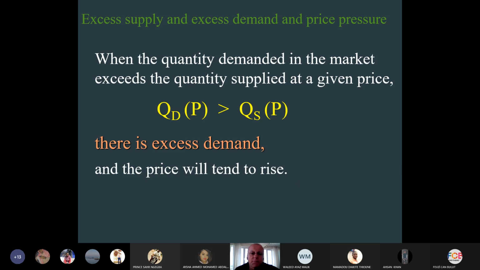Excess supply, excess demand and the price pressure. When the quantity demanded in the market exceeds the quantity supplied at a given price, it means demand in the market is high. Where you see QD multiplied with P is higher than the QS multiplied with the price, there is excess demand, or there is overproduction, too much product in the market. It's not good for the economy. And the price is supposed to be increasing.